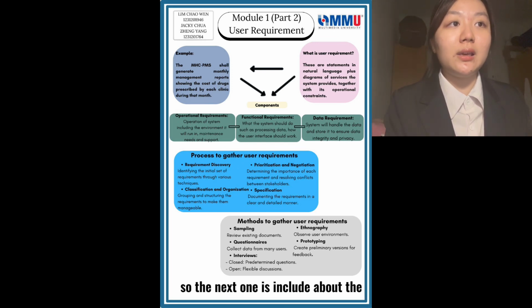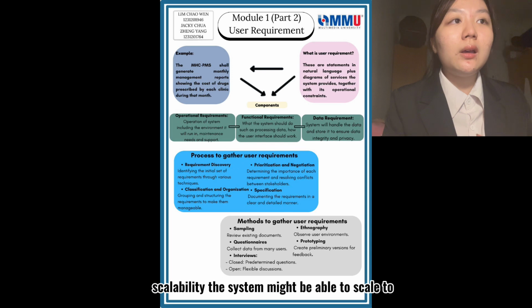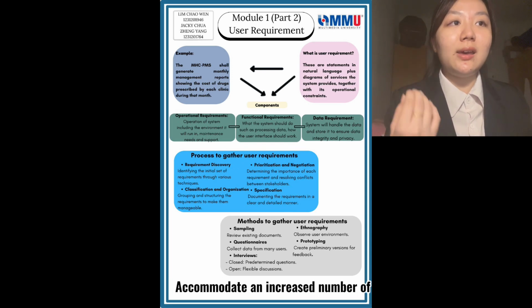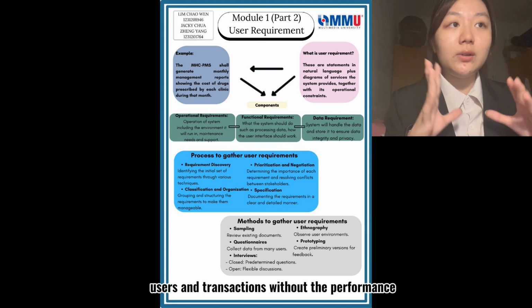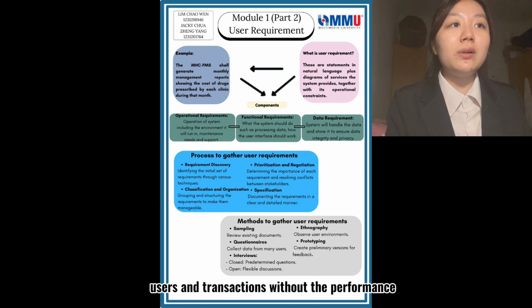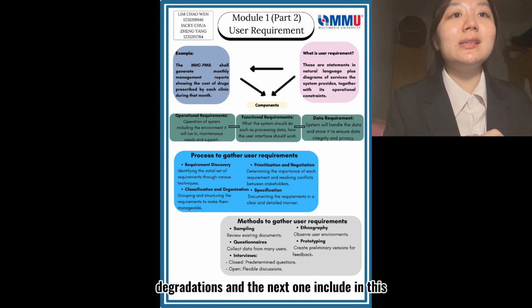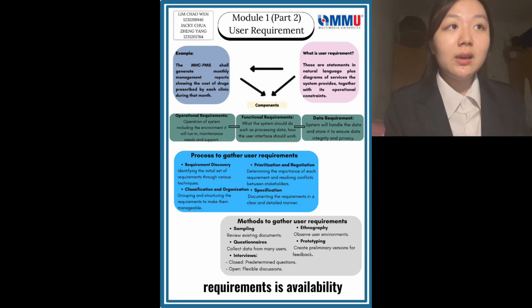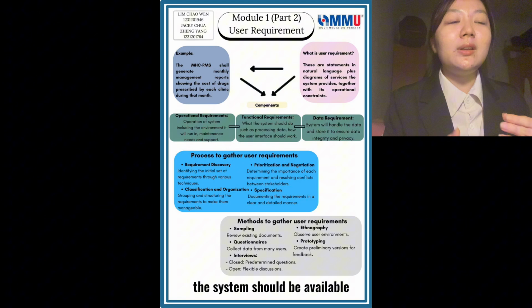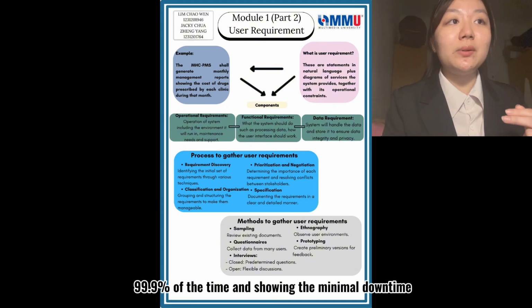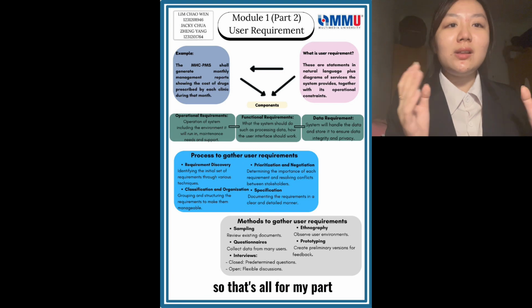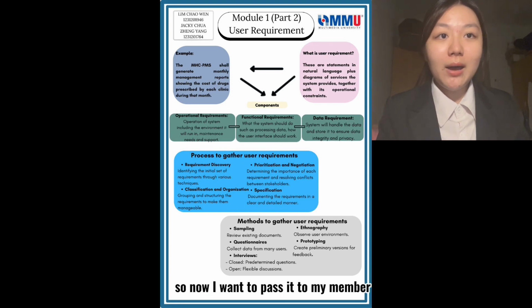The next one includes scalability. The system must be able to scale to accommodate an increased number of users and transactions without performance degradation. And the next one included in these requirements is availability. The system should be available 99.9% of the time, ensuring minimal downtime. So that's all for my part. Now I want to pass it to my team member.